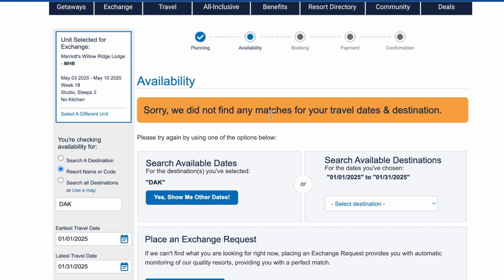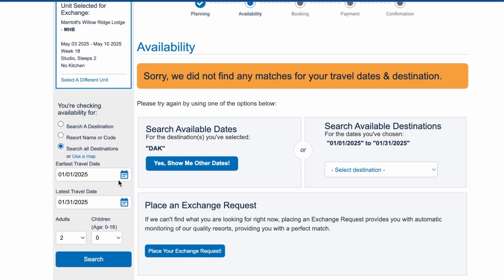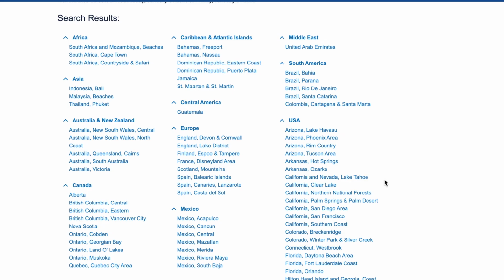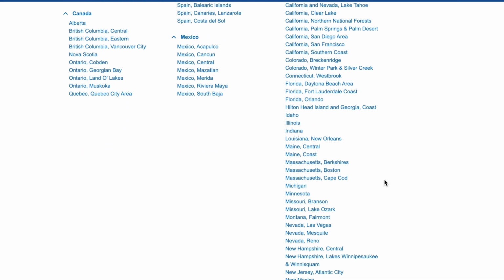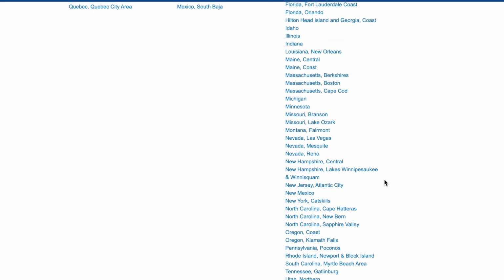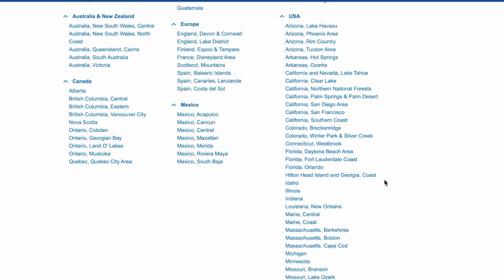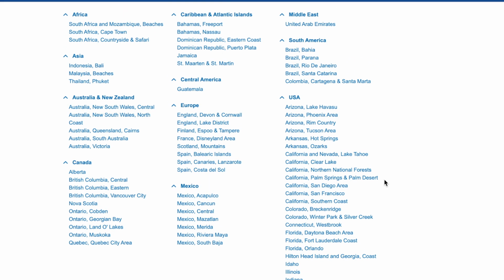And nope, sorry, we did not find any matches for your travel dates and destination. So since I want to be traveling in January, let's search for all destinations and see what we can find now. Here are the search results if I look for January of 2025 to exchange my studio. You can see there's a lot of availability across the US. We've got availability in Europe, in Mexico. We've got some in the Caribbean and the Atlantic Islands. Let's just click on Mexico South Baja.